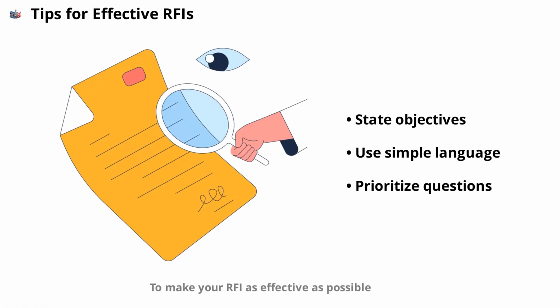To make your RFI as effective as possible, be clear about your objectives, use simple language, and prioritize your questions. Include only the information necessary for the recipient to provide a useful response. This approach saves time for both parties and leads to better results.